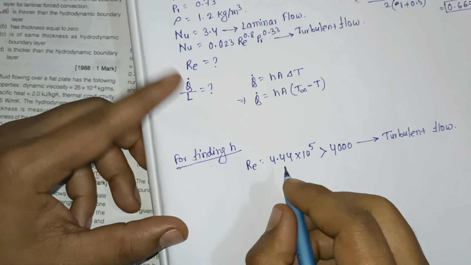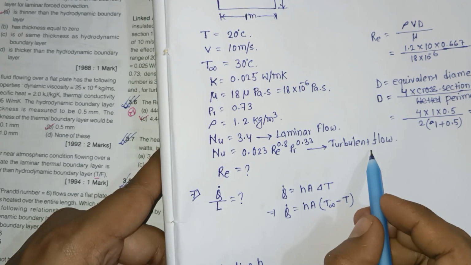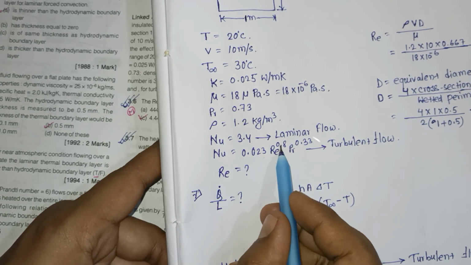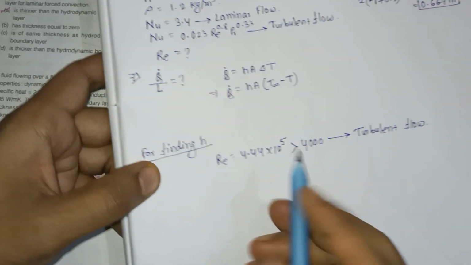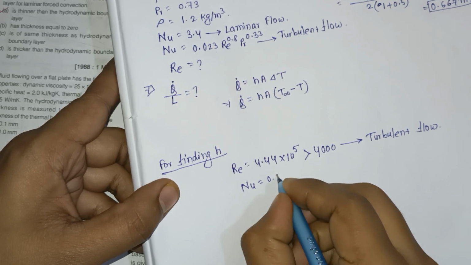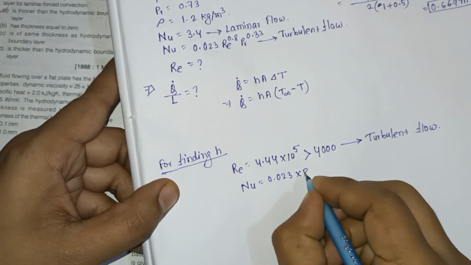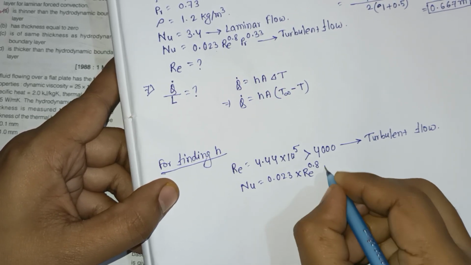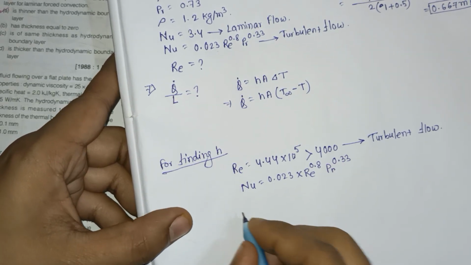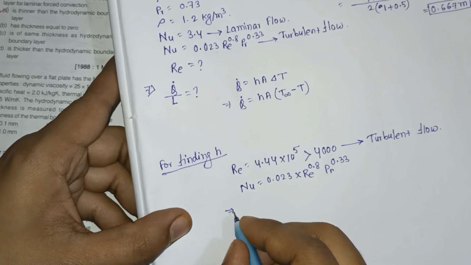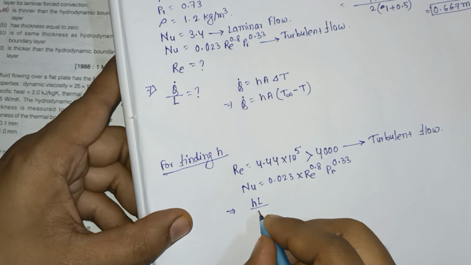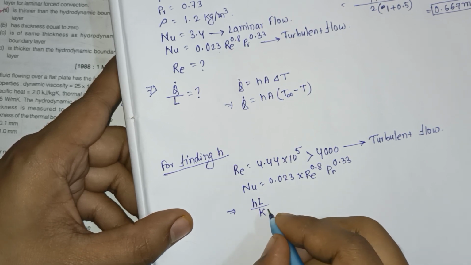We know the formula. If the flow is turbulent, then the Nusselt number is equal to 0.023 times Reynolds number to the power 0.8 times Prandtl number to the power 0.33. Now we know the formula of Nusselt number, that is hL by k.